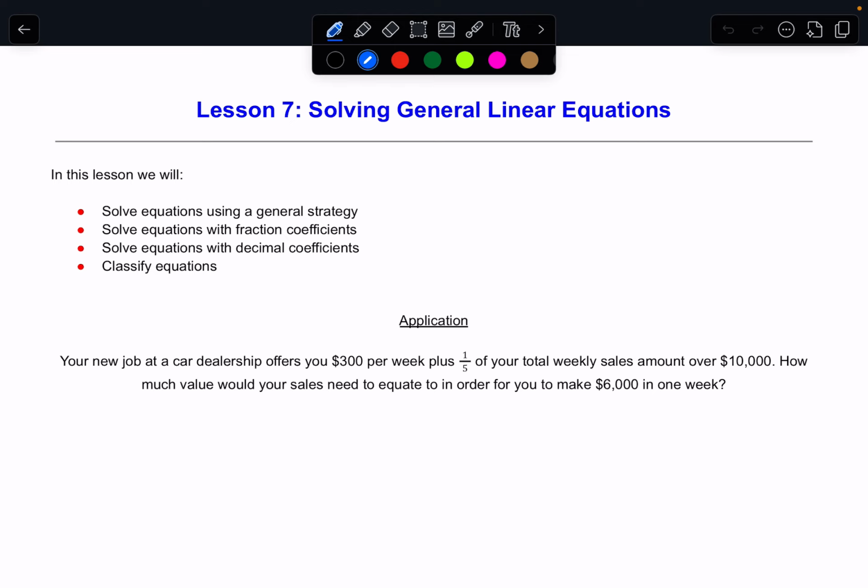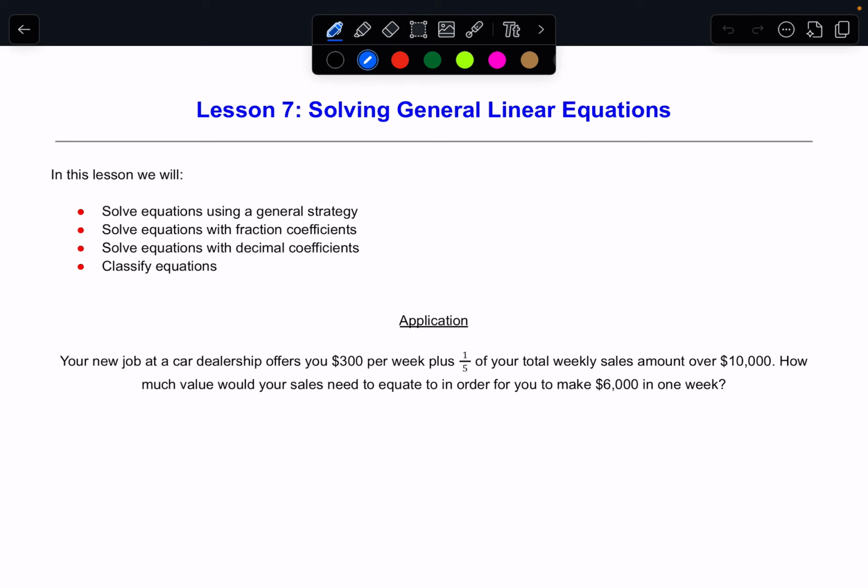Welcome back, lovely students. We're going to be doing lesson 7 right now, solving general linear equations. The only difference between this and lesson 6 is that we're going to have fractions and decimals in some of these equations. And so we're just going to learn some tricks for how to get rid of those. But along the lines, we are also going to learn how to classify equations, which is essentially just saying whether it has a solution, has infinitely many solutions, or does not have any at all. Okay, the application we are going to come back to at the end.